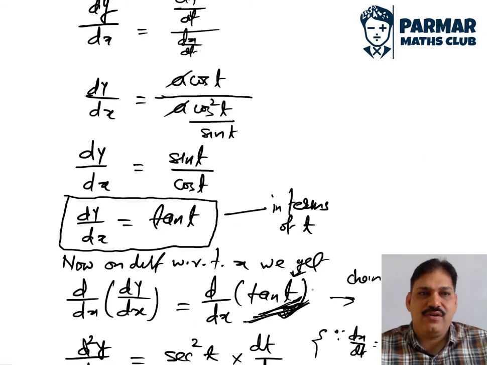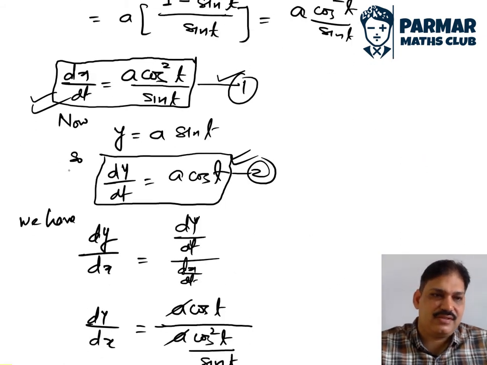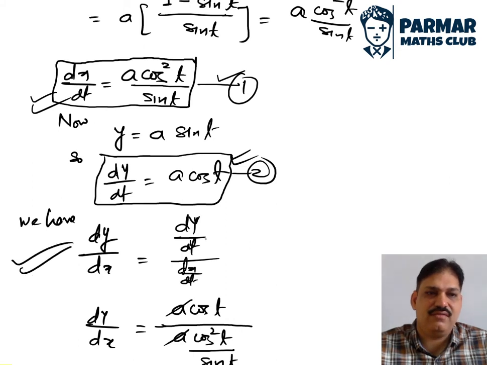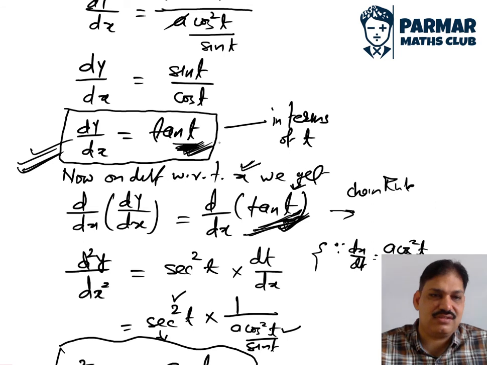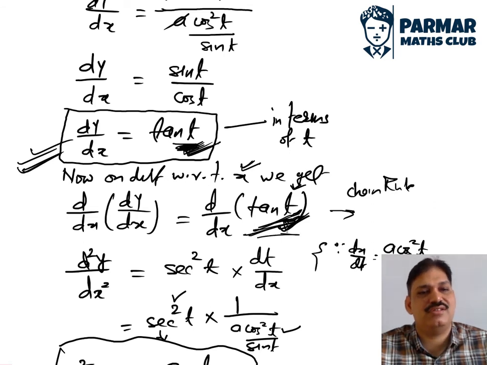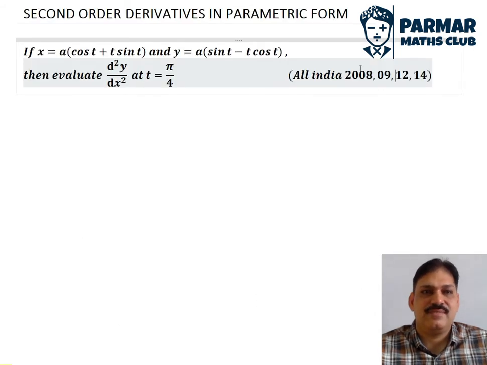In parametric form, we'll first find dy by dx by dividing the derivative of y with respect to t by the derivative of x with respect to t. After getting it, we'll differentiate this equation on both sides with respect to x this time. The right hand side is not a direct function of x, it's a function of t, so we'll apply the chain rule. That is the most important key point in it. Let's take one more question to better understand it.